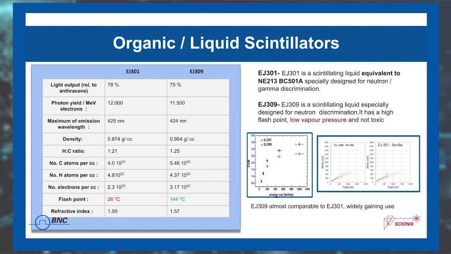So EJ309 is a scintillation liquid which is specially designed for neutron gamma discrimination with a high flashpoint, low vapor pressure, and besides that, it's not toxic. And this removes a lot of worries from the safety people, of course. The performance is almost comparable to the flammable type of liquid. You see at the bottom here some performance figure of merit numbers. We'll get to that a little later. And we see many people are fully satisfied with the performance of EJ309 in their detectors.